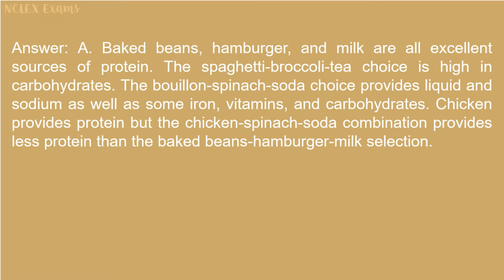Answer: A. Baked beans, hamburger, and milk are all excellent sources of protein. The spaghetti, broccoli, tea choice is high in carbohydrates. The bouillon, spinach, soda choice provides liquid and sodium as well as some iron, vitamins, and carbohydrates. Chicken provides protein, but the chicken, spinach, soda combination provides less protein than the baked beans, hamburger, milk selection.